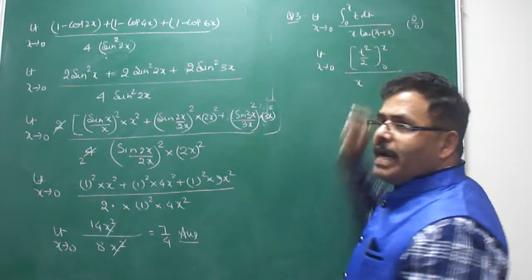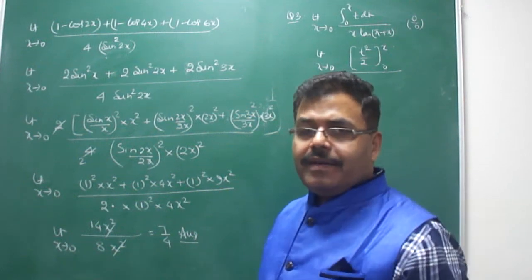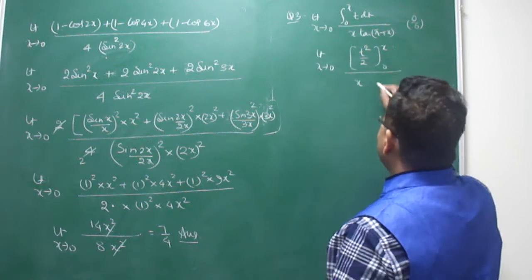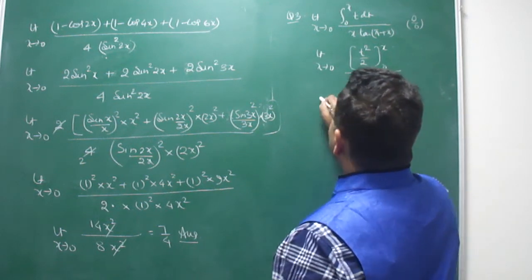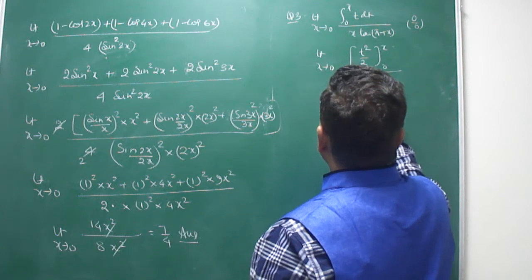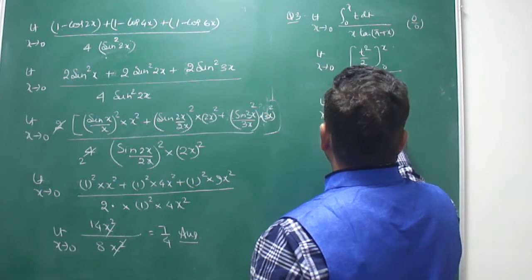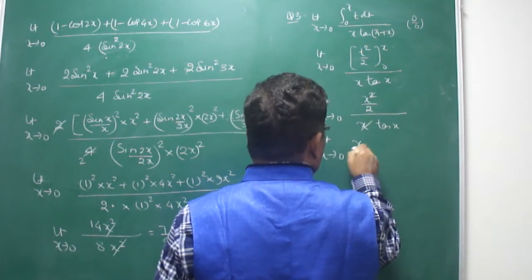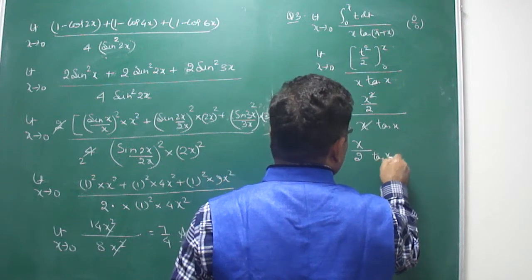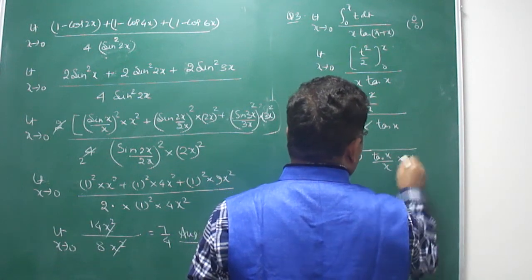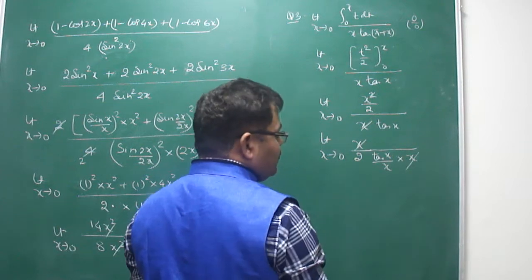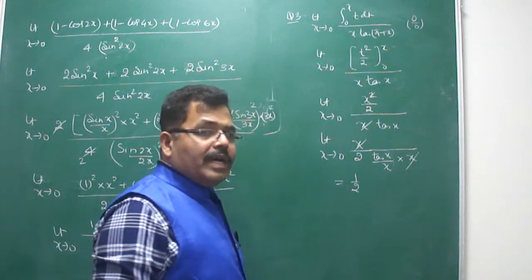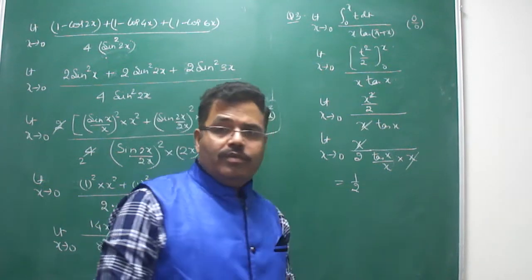x tan(pi plus x) lies in the third quadrant, and in the third quadrant tan is always positive. So tan(pi plus x) is tan x. Now limit x tends to 0, x square by 2 divided by x tan x. x cancels. Limit x tends to 0, x by 2 and tan x by x multiplied by x. I have divided by x and multiplied by x. This x and this x cancel. What is left? 1 by 2, because tan x by x is 1. So the answer is 1 by 2. Got it?